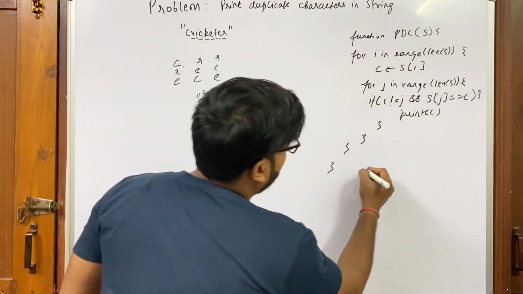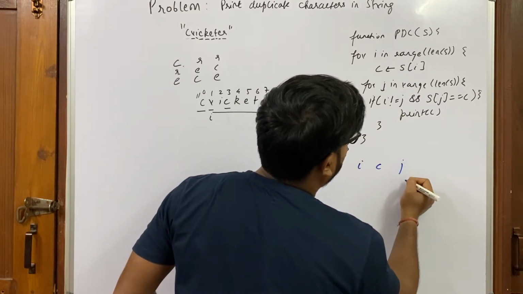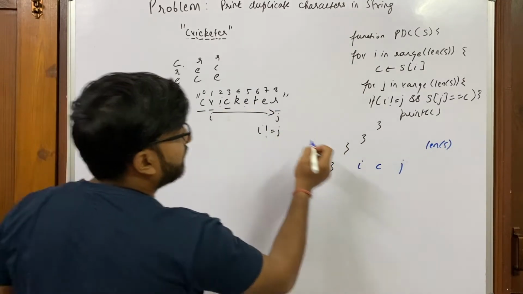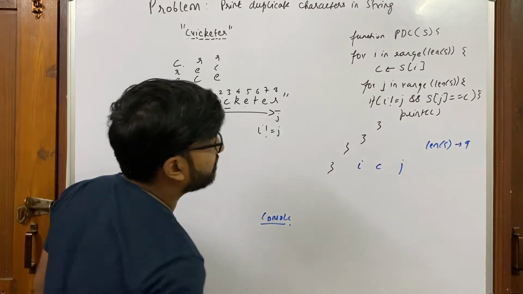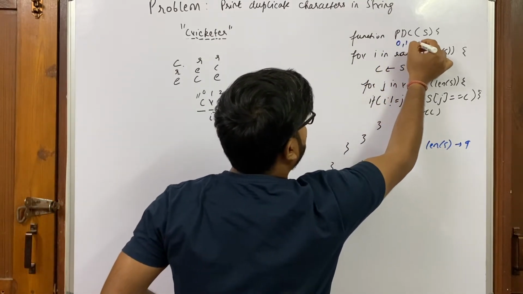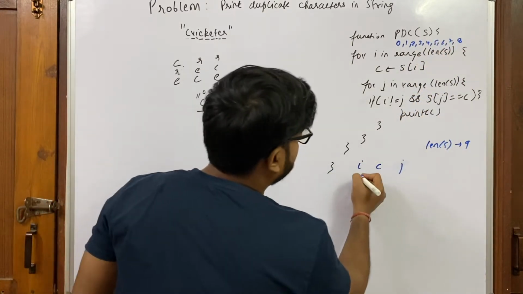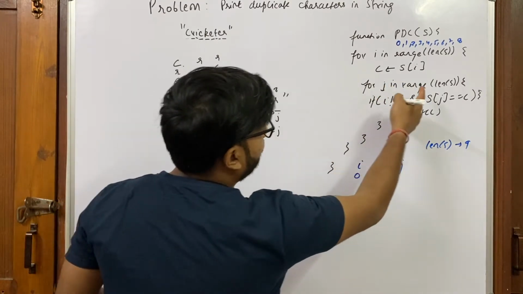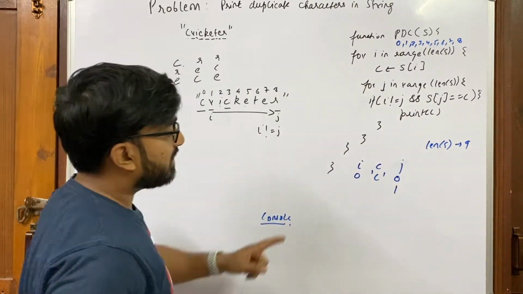So I have the value i, I have c, then I have j. And length of S in this case is 9. Suppose this is my console for output. I start with i in range length of S, so i takes indices 0, 1, 2, 3, 4, 5, 6, 7 and 8. So I start with 0. c is S of 0, which is basically C. You start with j. j is 0. i is not equal to j is false, so you move on to the next value of j. j becomes 1. i is not equal to j is true.